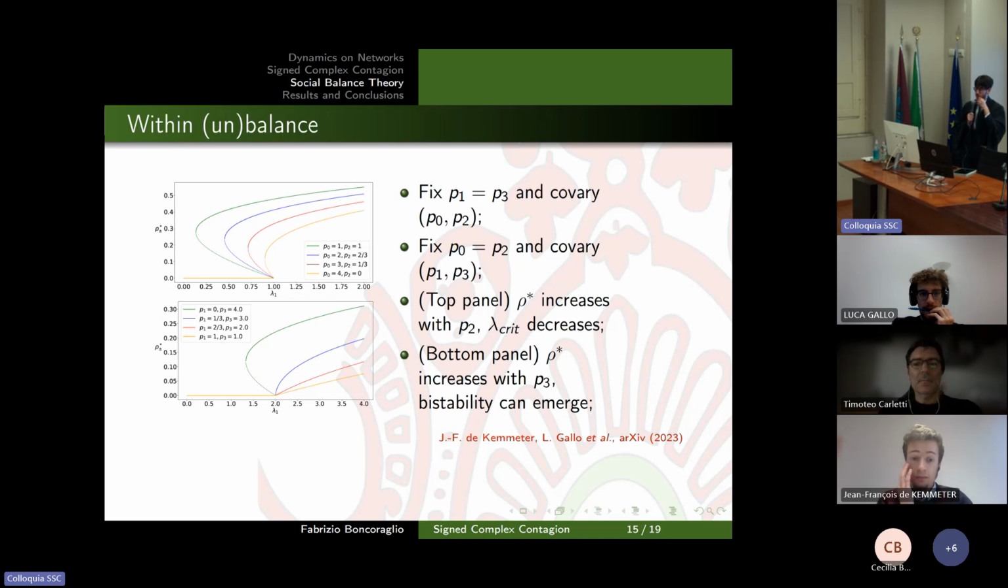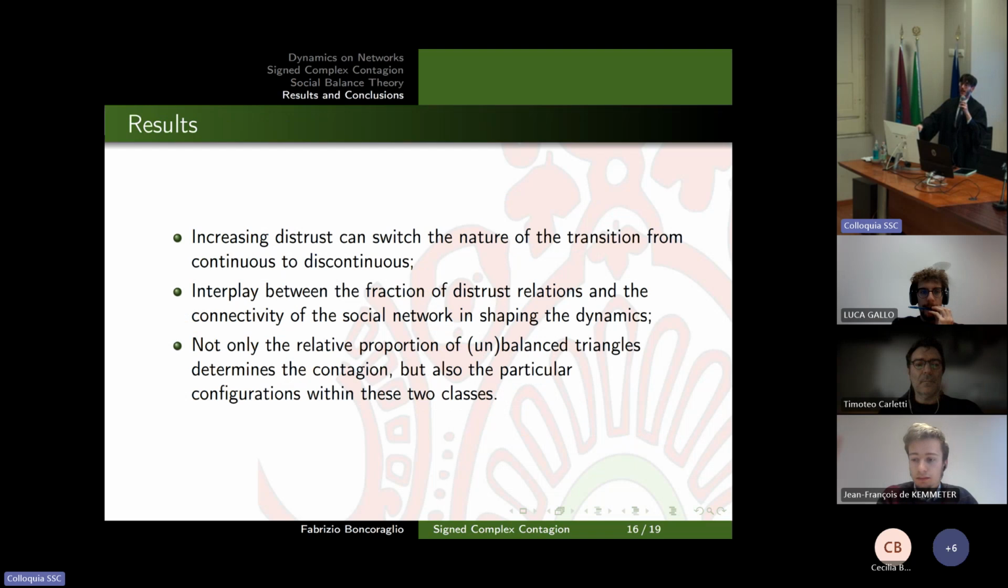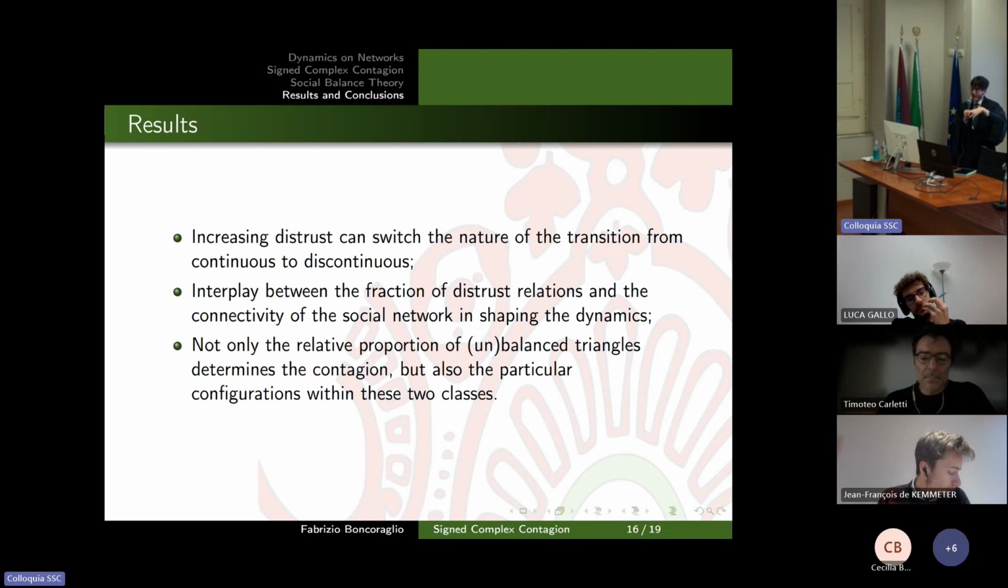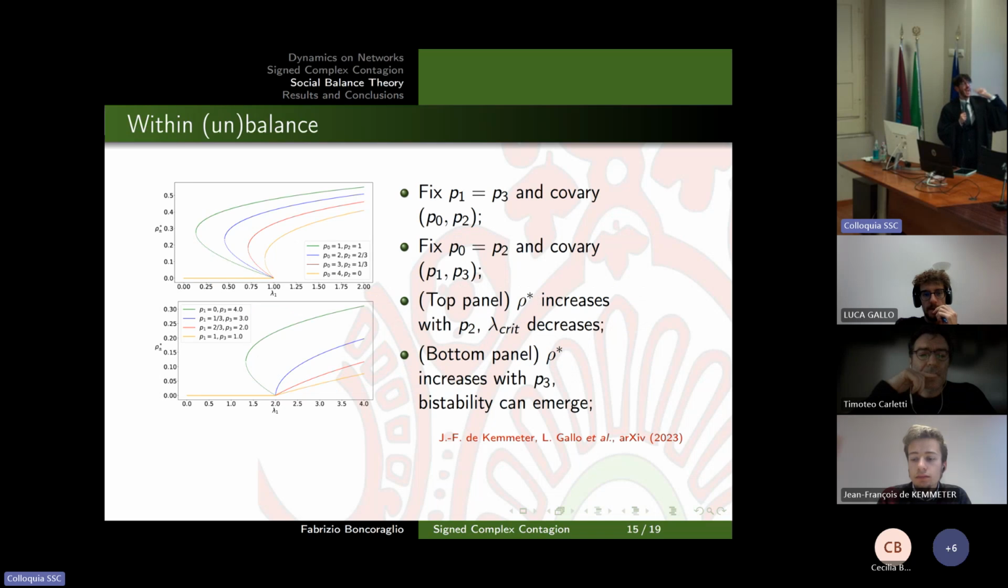So what does it mean? What did we find out in these 2 variants of the model? We found out that not only can higher order interactions lead to an abrupt phase transition, rather than the continuous one of the SIS model, and this was known, but we found out that tuning the fraction of distrust relationships in our networks induces bistability, coexistence between the disease-free and endemic states of the social epidemics, and also the way in which these signs of the relationships are distributed is crucial for determining both how high the prevalence, the stationary density, is, and how fast the transition will occur. So also the critical lambda, the point of each curve on this sort of parabola, is determined exactly.